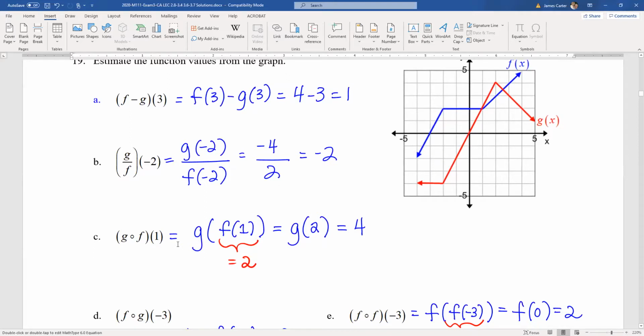Question number C. g compose f of 1. Okay. So first thing we do, we find f of 1, and we go up right here, and we see that the y value is +2. That's where this 2 came from. Now we're going to replace that 2 into the g graph. If x is 2, we go up and find we have a value of 4.